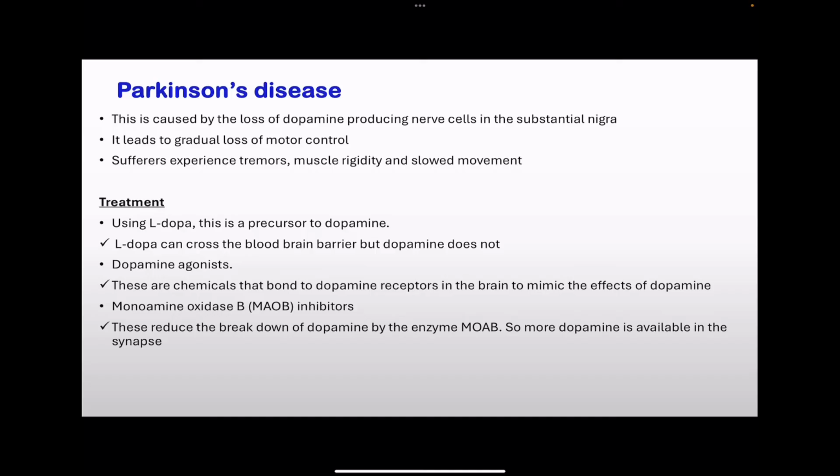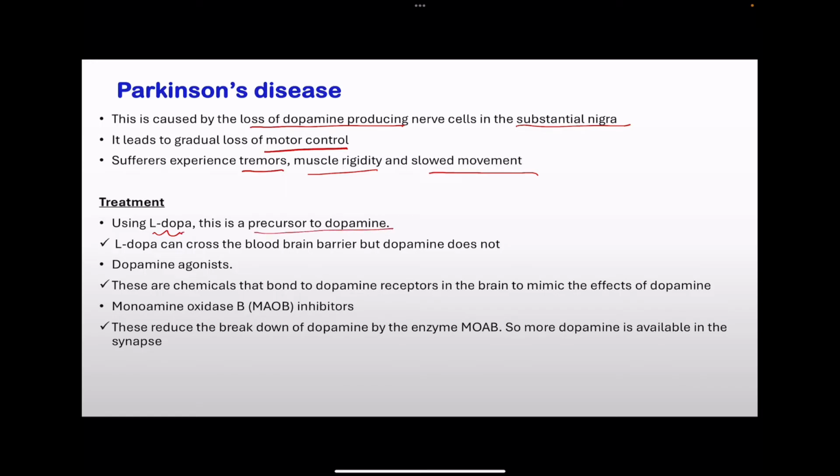This is caused by the loss of dopamine-producing nerves in the substantia nigra area, and it's going to lead to gradual loss of motor control. The sufferers are going to experience symptoms like tremors, muscle rigidity, as well as slowed movement. Parkinson's disease can be treated using L-Dopa, which is a precursor for making dopamine.